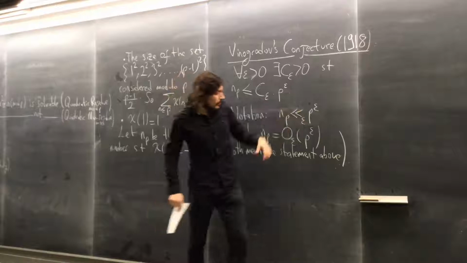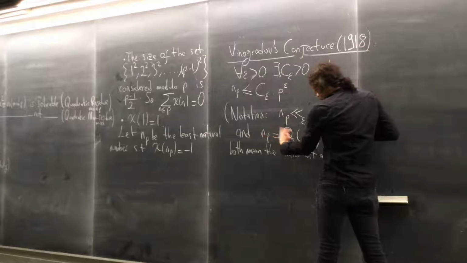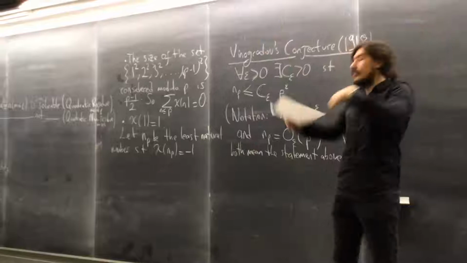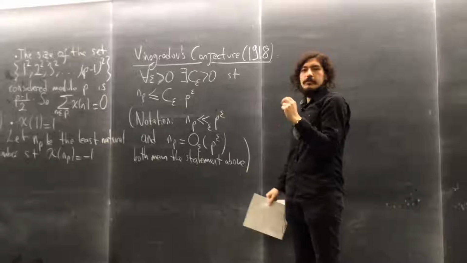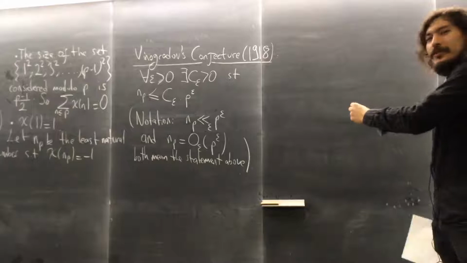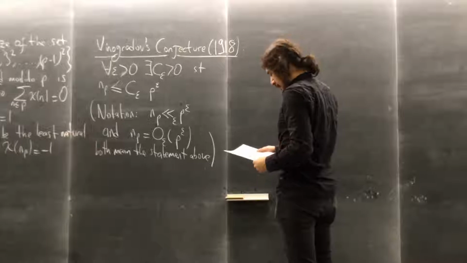So, let's understand what this is. Big O of p to the epsilon represents a quantity that is bounded above by a constant times p to the epsilon. Is this notation okay, clear? The meaning of it. Because in a minute we are going to be playing around with this notation like a toy, right? Good. Theorem one.